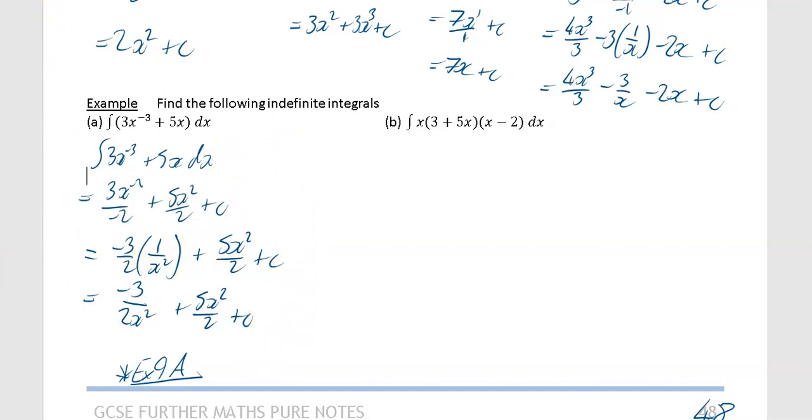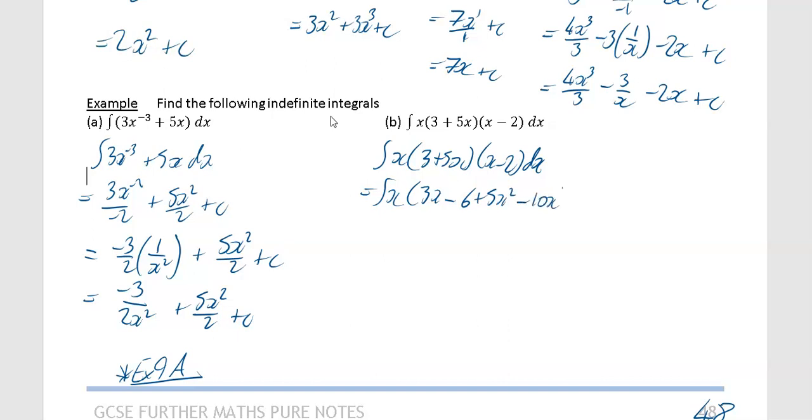Okay, part B we'll have a look at now. Okay, first thing we've got to do in part B is multiply out these brackets. So this is me still working. I haven't integrated, so I've still got my integration sign. I'll just write that out again. And here we're just going to multiply this out. So I'm going to just leave the x where it is, multiply out inside the bracket first. So that's going to give me 3x minus 6 plus 5x squared minus 10x.